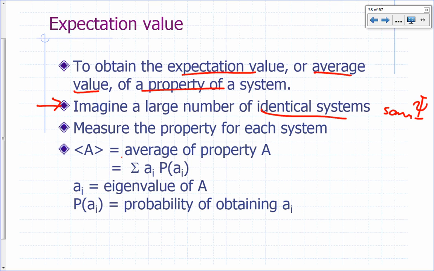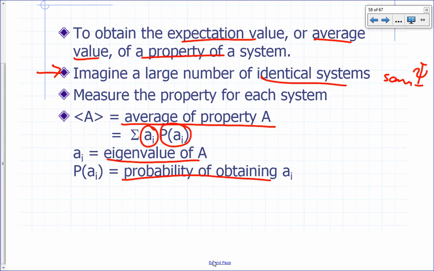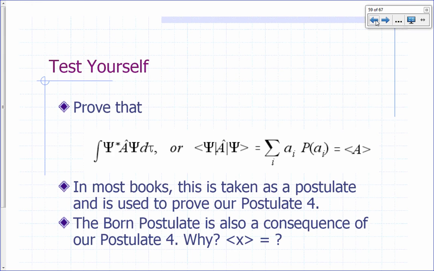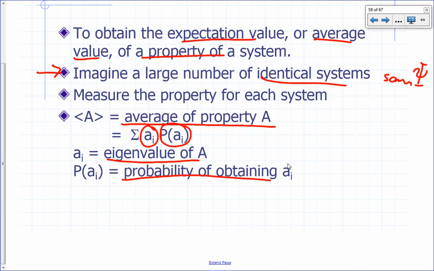So the average value of property A would just be the sum of each possible outcome. What are the possible outcomes? The eigenvalues of A. So you add up each possible outcome multiplied by the probability of that outcome. So the probability of obtaining a sub i. That's really how you take an average. Right? So let me see if we can relate that to something more familiar to you. Let's say calculating an average.